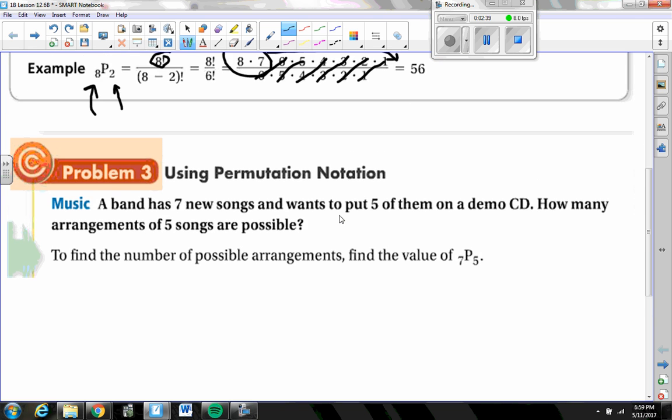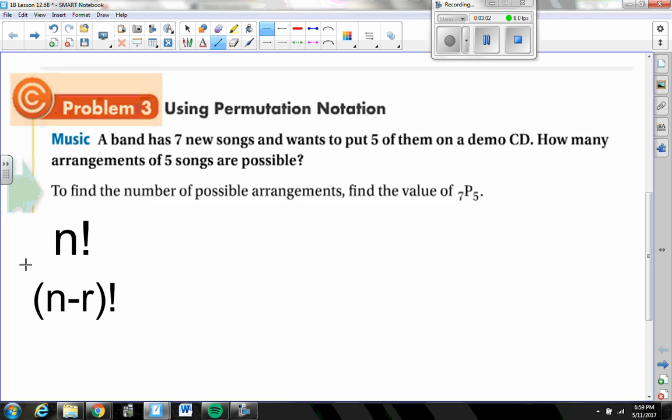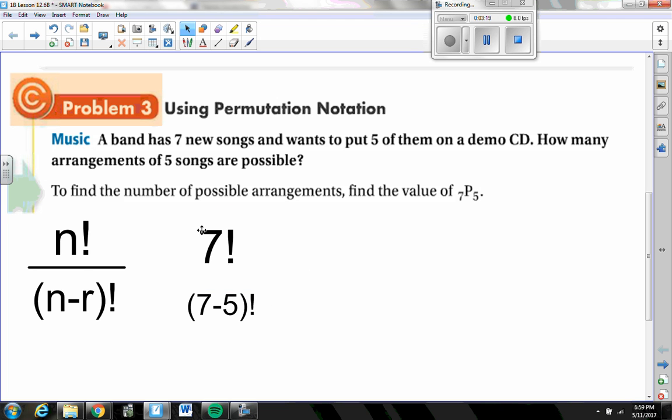Now, let's look at this example together and deal with this formula, n factorial over parentheses n minus r factorial. Okay, remember n is the number of things I have, so this band has 7 new songs, and now r is how many things I want to choose. That's 5, so the bottom of my fraction is going to be 7 take away 5 factorial, right? So the top again is 7 factorial, the bottom is going to be 7 take away 5 factorial. Now what is 7 take away 5? 7 take away 5 is 2, so the bottom is just going to be 2 factorial.